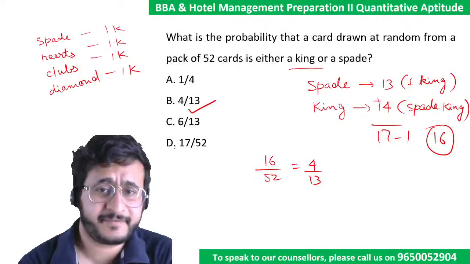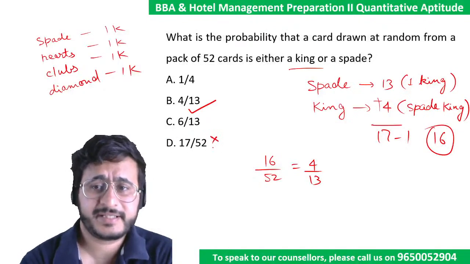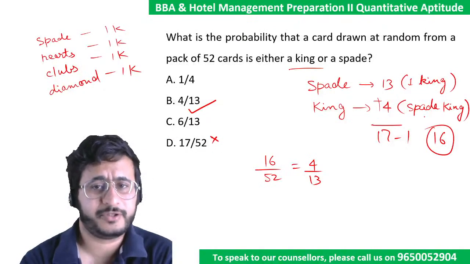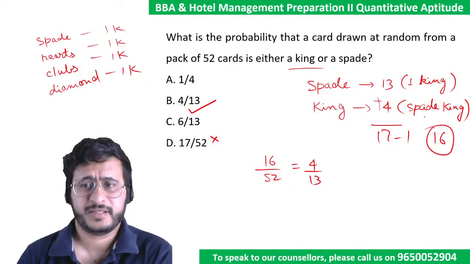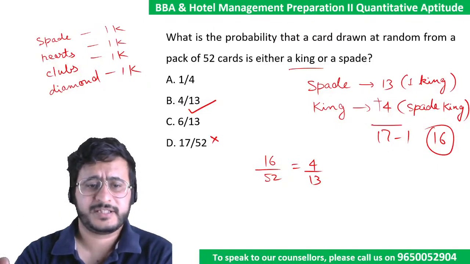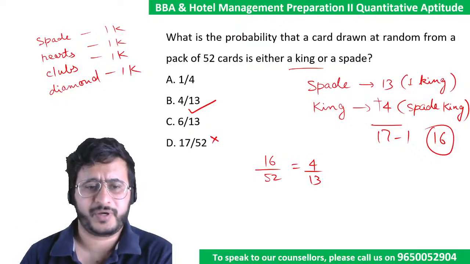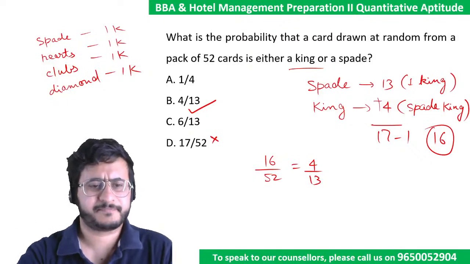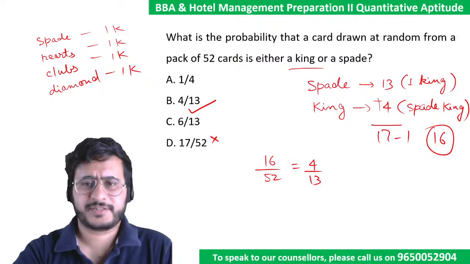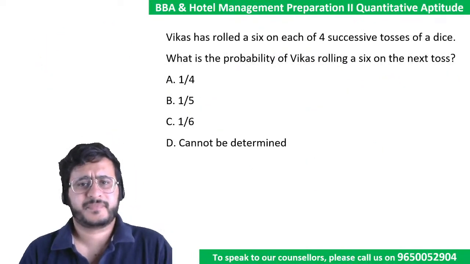Some of you might pick 17 by 52 as the answer, but as I told you, you do not have to count double. You have to count just once, because the same king, the spade king, is counted twice. So we need to count just once. Okay, so let's proceed to the next question.